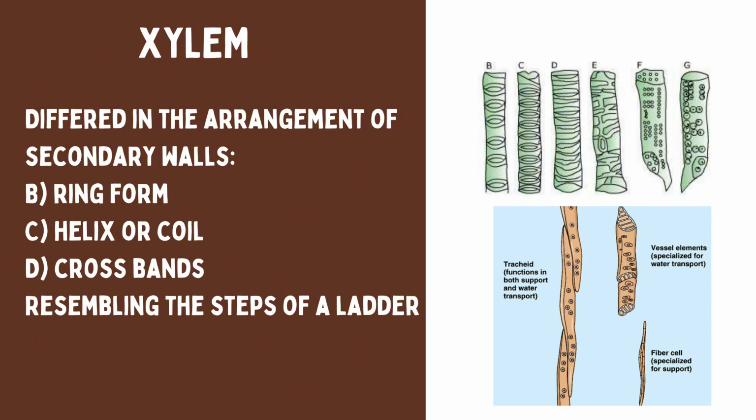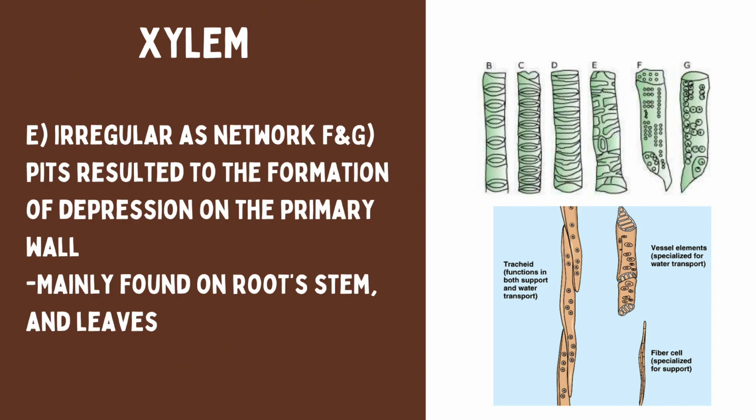You can see in the illustration above that B is a ring form, C is helix or coil, D is crossbands, which is resembling the steps of a ladder, and E, which is irregular as network, F and G, pits resulted to the formation of depression of the primary wall. It is mainly found on root, stem, and leaves.